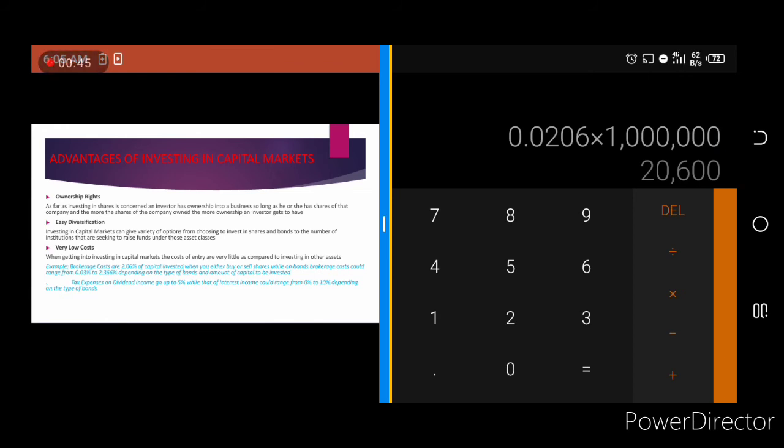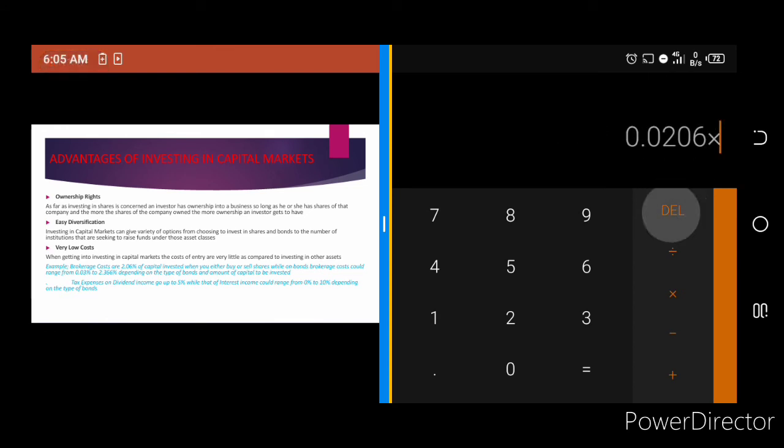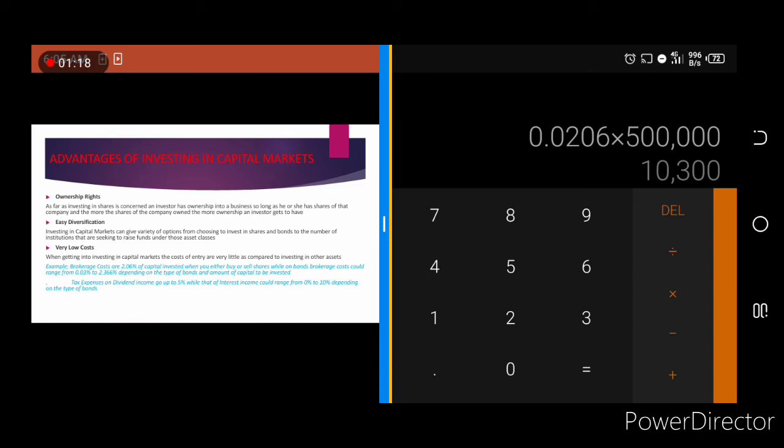Imagine all you have to do is pay up 20,600. You could even put that on top, like 1,000,000 plus 20,600, and this 20,600 is dedicated towards paying the investors' costs so that the million can get in and get me shares. You see, the costs are so little. Let's say you were to invest 500,000, you just have to pay 10,300. The costs are so little. This is a very good thing. Getting into investing in shares requires you to pay so little upfront.